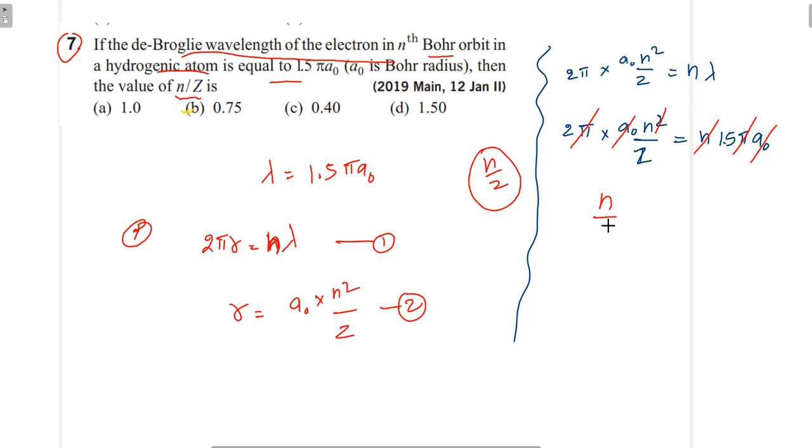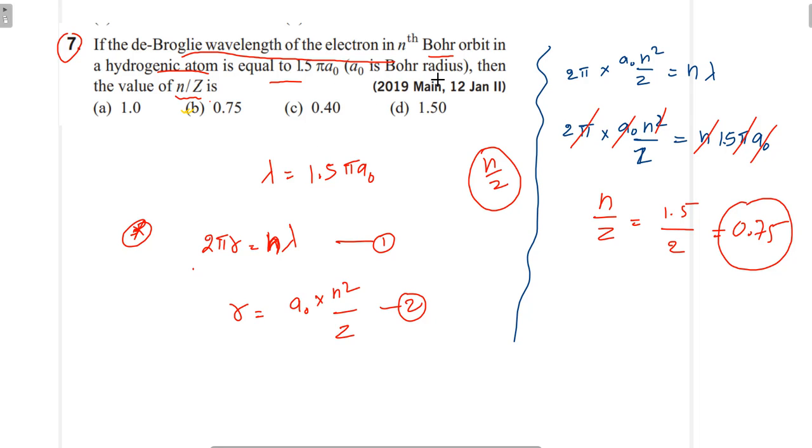What is remaining? n by z equals 1.5 by 2, that means 0.75. See, very simple question. The problematic and memorized things, these two are there. Formulas you have to remember, that's all. n by z is being asked.